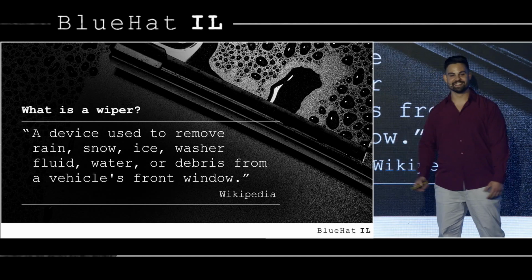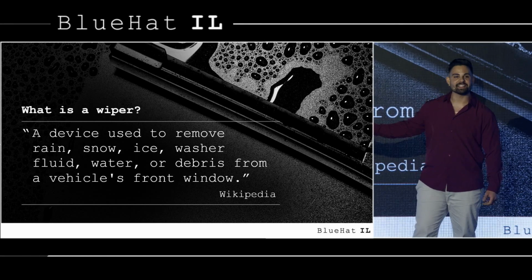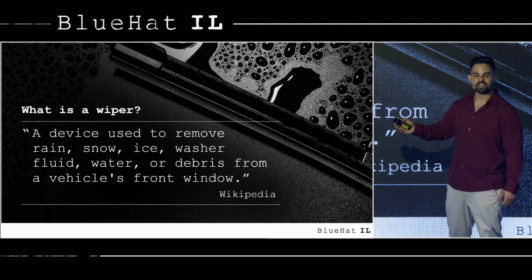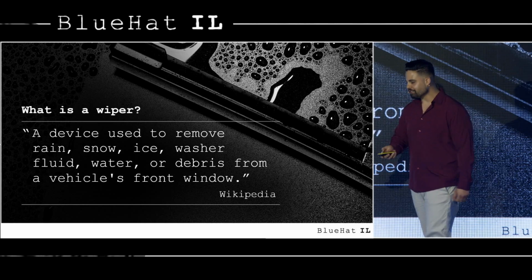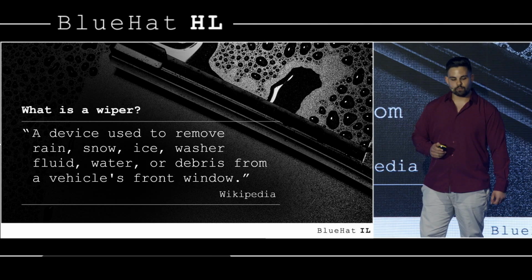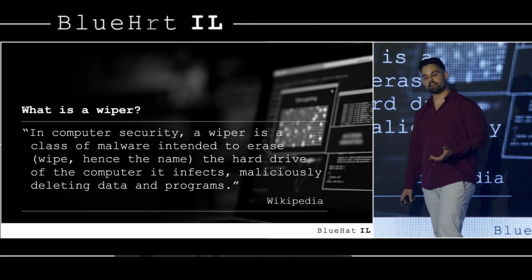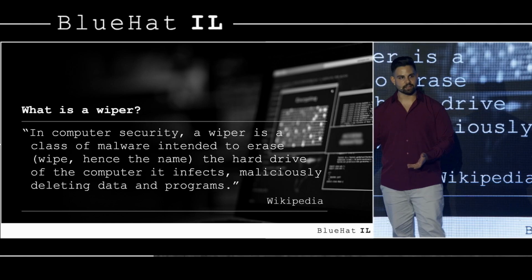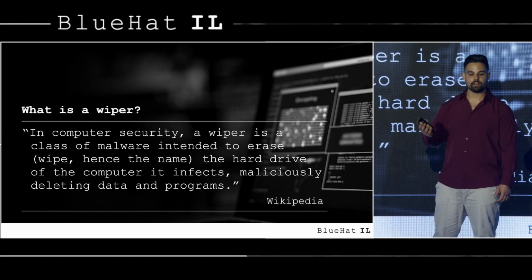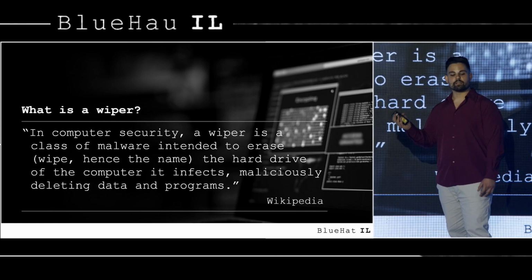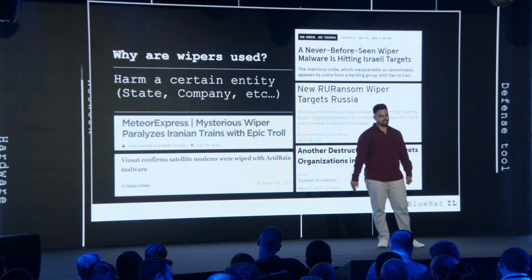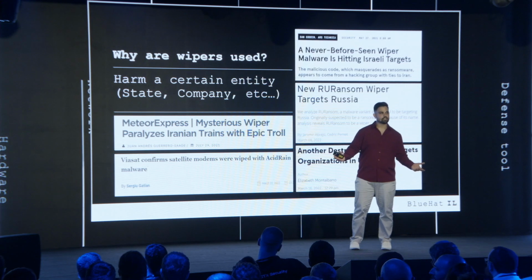what is a wiper? According to Wikipedia, a wiper is a device used to remove rain, snow, ice, washer fluid, water, or even debris from a vehicle's front window. But of course, this is not the wiper that we're going to talk about today. Instead, we're going to talk about the wiper malware. And after fixing the search in Wikipedia, you'll find that, probably like most of you already know, a wiper in computer security is a class of malware intended to erase the hard drive of the computer it infects, maliciously deleting data and programs. And why are wipers even used?